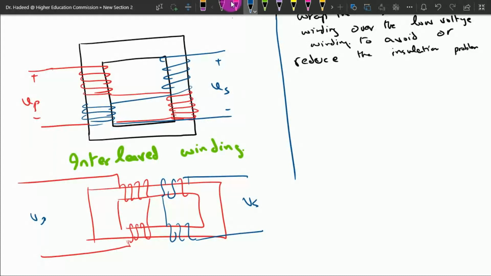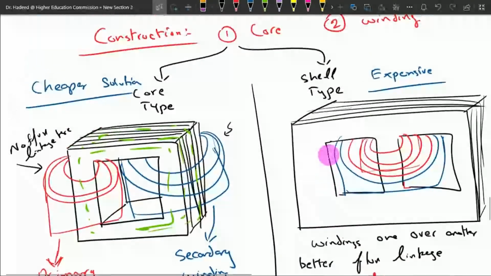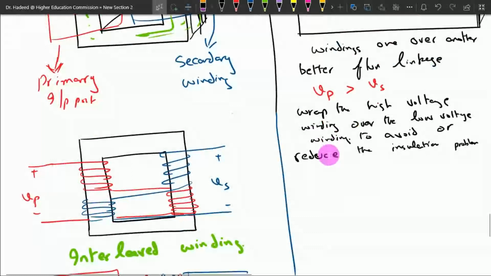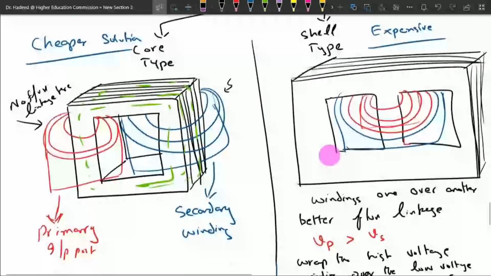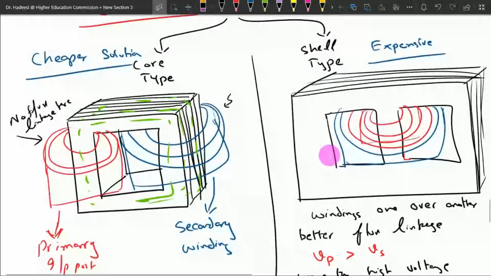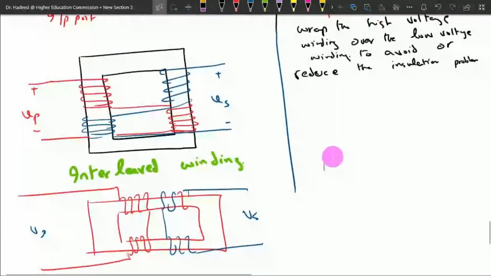So having said that, we have two types of cores. We have established that with the physical inspection, we can see that the core type is a much more cost-effective solution compared to the shell type core. We can also see that we have a high leakage in a core type compared to a shell type core. But this can be compensated a little bit by using a technique where we interleave the primary winding and the secondary winding.